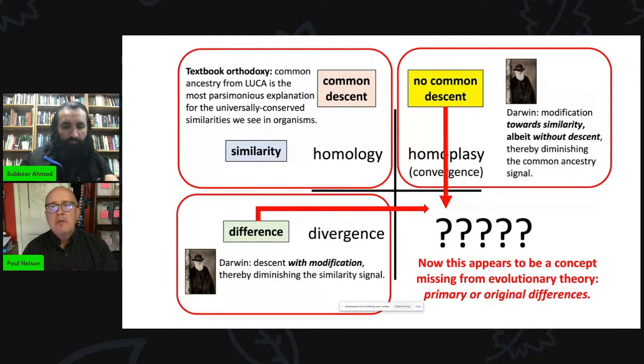You might say, well, evolution doesn't need a concept like that. That's why it's missing from your little matrix here, Paul. Actually, it probably does need this concept. And the fact that it's missing, it's not present in textbooks. I'll encourage you to go look at a good evolution textbook and see if you can find something about primary or original differences. My guess is you will not.